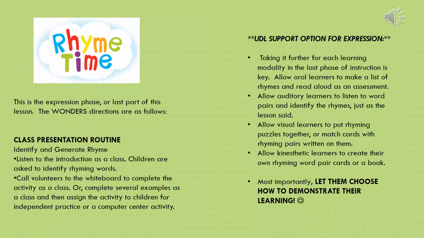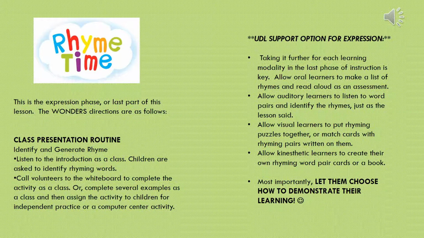The expression phase of this rhyming lesson is listed below. It says to listen to the introduction as a class. Children are asked to simply identify rhyming words, or call volunteers to the whiteboard to complete the activity as a class. While these are great options, there are many other options you could add for UDL support to make it friendly for more learners. Taking it further for each learning modality in the last phase of instruction is key.